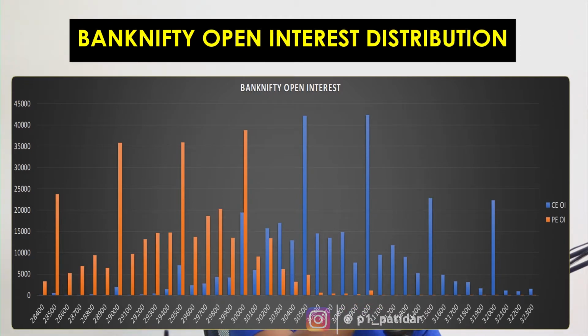Where is support 2? Support 2 is at 29,500. There is not much difference of open interest contracts between 29,500 and 29,000. So you can take either of these as support 2 based on your view. You can take support 2 as 29,500 and support 3 as 29,000. If you see the resistance, resistance is at 30,500. Where is resistance 2? Resistance 2 is at 31,000.